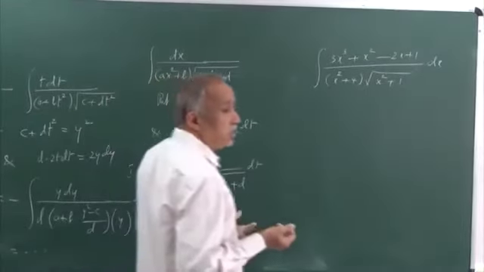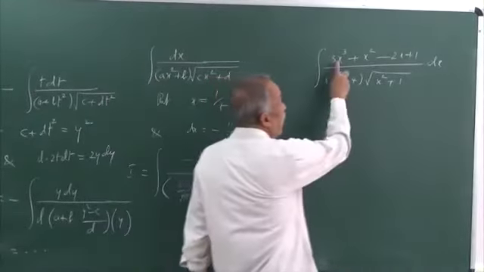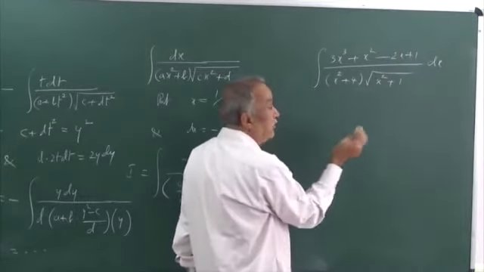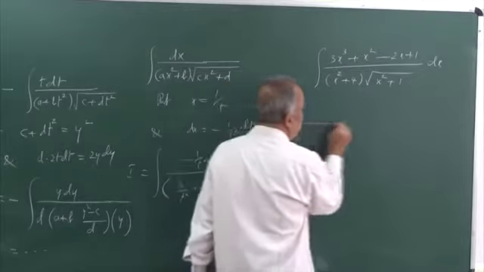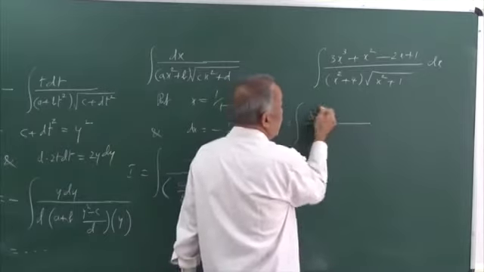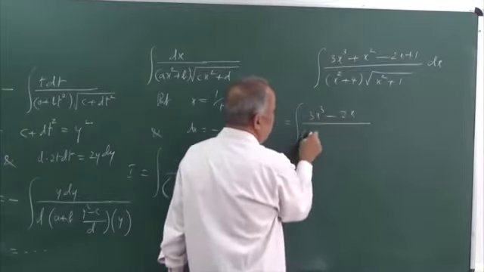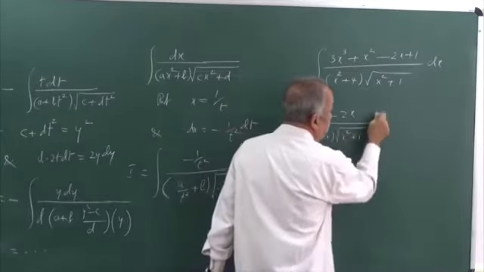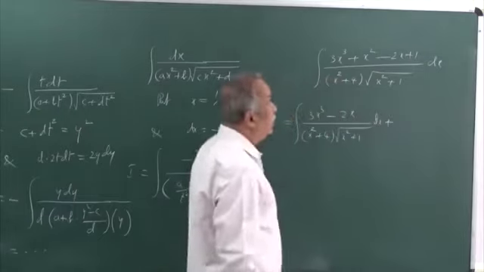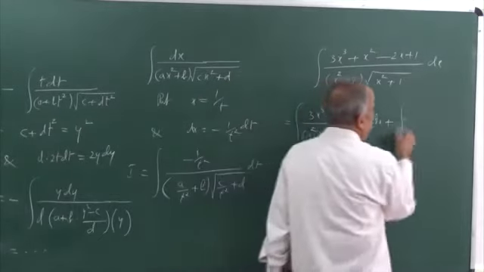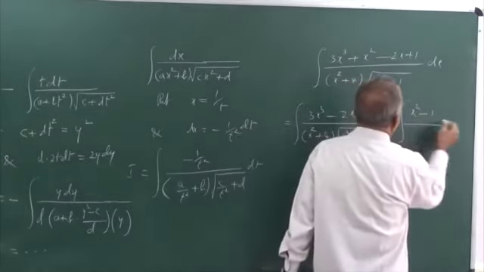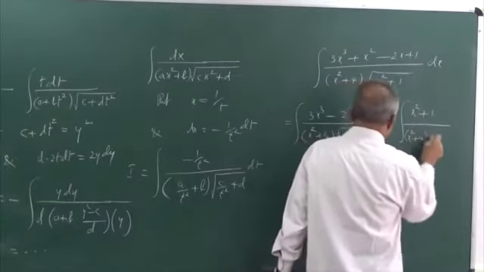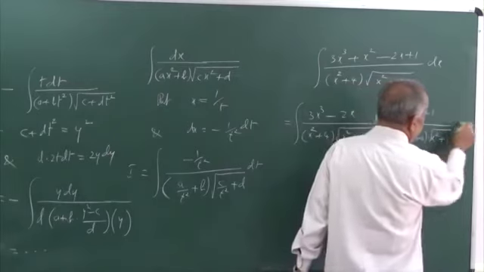What I do is first separate the odd degree terms from the numerator, separate them from the even degree terms. Write this as (3x cube minus 2x) divided by (x square plus 4) into root of x square plus 1, dx. These are separated from even degree terms. So, the other part is (x square plus 1) divided by (x square plus 4) into root of x square plus 1, dx.